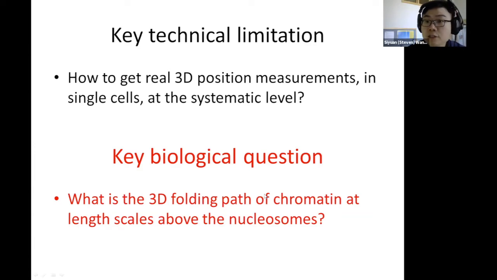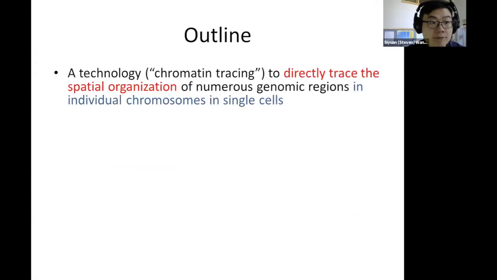To address this question, during my postdoctoral work at Dr. Xiaowei Zhuang's lab, I developed a technique termed chromatin tracing. This is one technique to directly trace the spatial organization of numerous genomic regions in individual chromosomes in single cells. And in that work, we applied it to human cell culture.